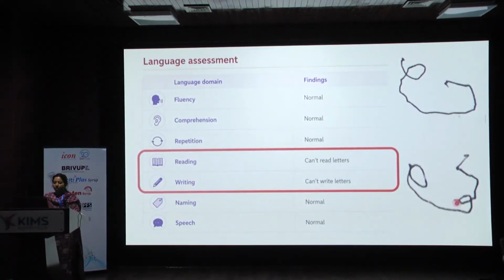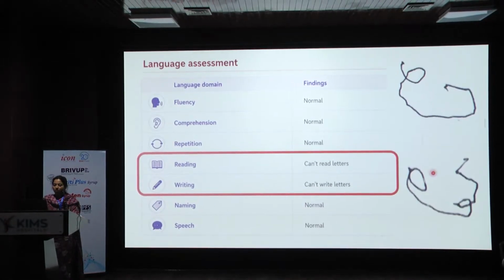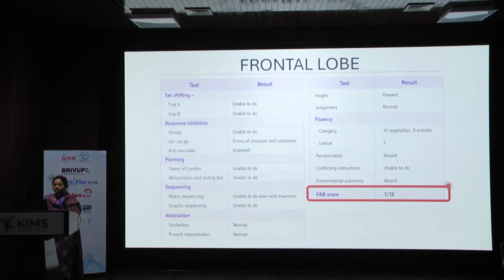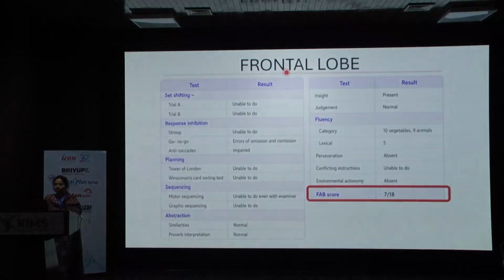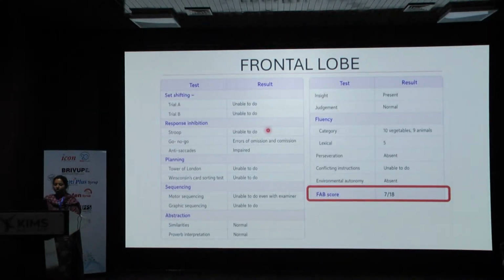This is how she wrote letters. This is supposed to be A. She did not finish it. And even in the second letter, we can see gross visuospatial difficulty. Then on frontal lobe assessments, she was unable to do many of the tests. Probably a few were contributed by her low attention also.